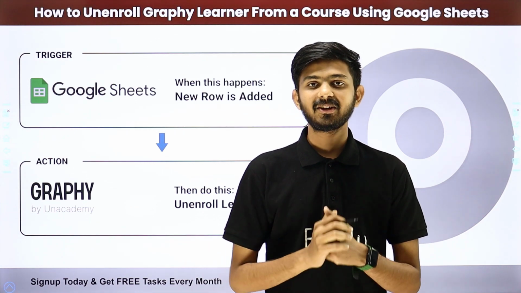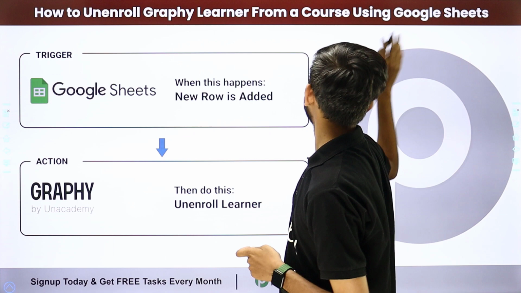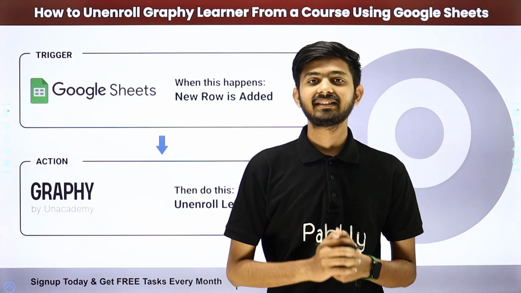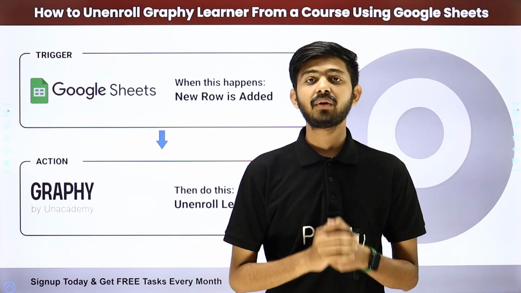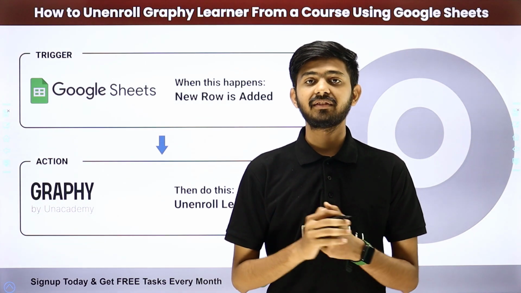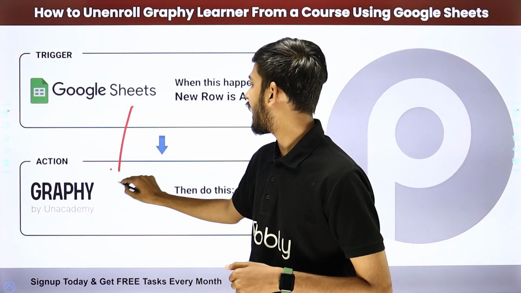Hello everyone, today we are going to learn how to unenroll a Graphy learner from a course using Google Sheets. Our objective is that whenever we add the details of a learner in our Google Sheets, we want to unenroll that user from our Graphy course. For that, we are going to create an integration between Google Sheets and Graphy.